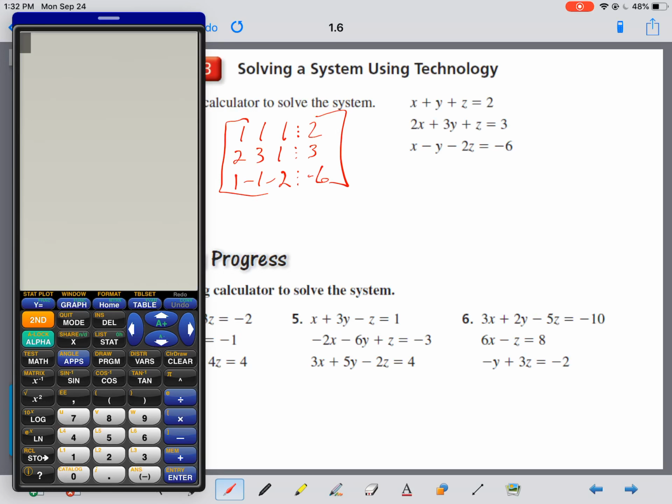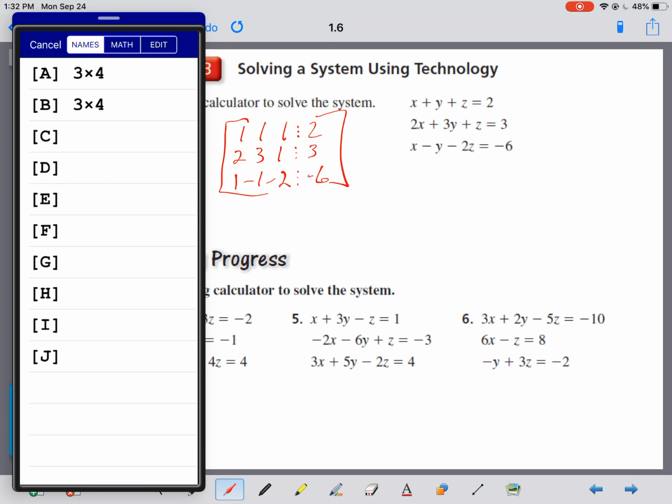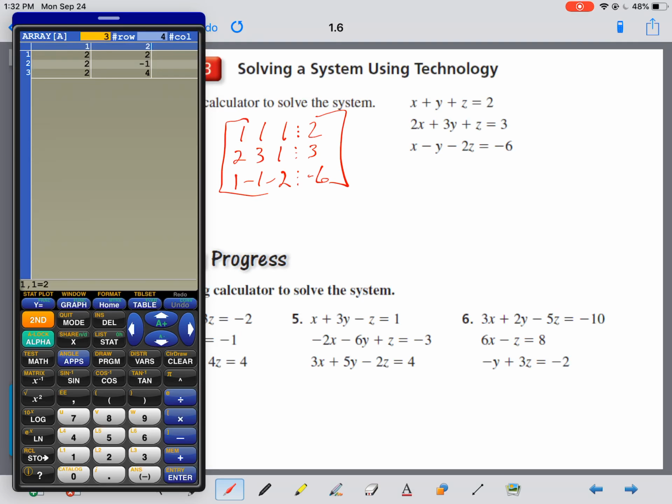To enter a matrix, it's going to be a hidden button, okay? It's going to be the second button, which is yellow here, and if you have an actual TI-84, it's probably the blue second button, and then the blue word matrix on x to the negative 1. And then you get a list of things: a list of names of matrices, then math, and then edit. Yours is going to be a little different. You have to toggle to the right using the right arrow. But we're going to go over to edit, and we're going to edit matrix A.